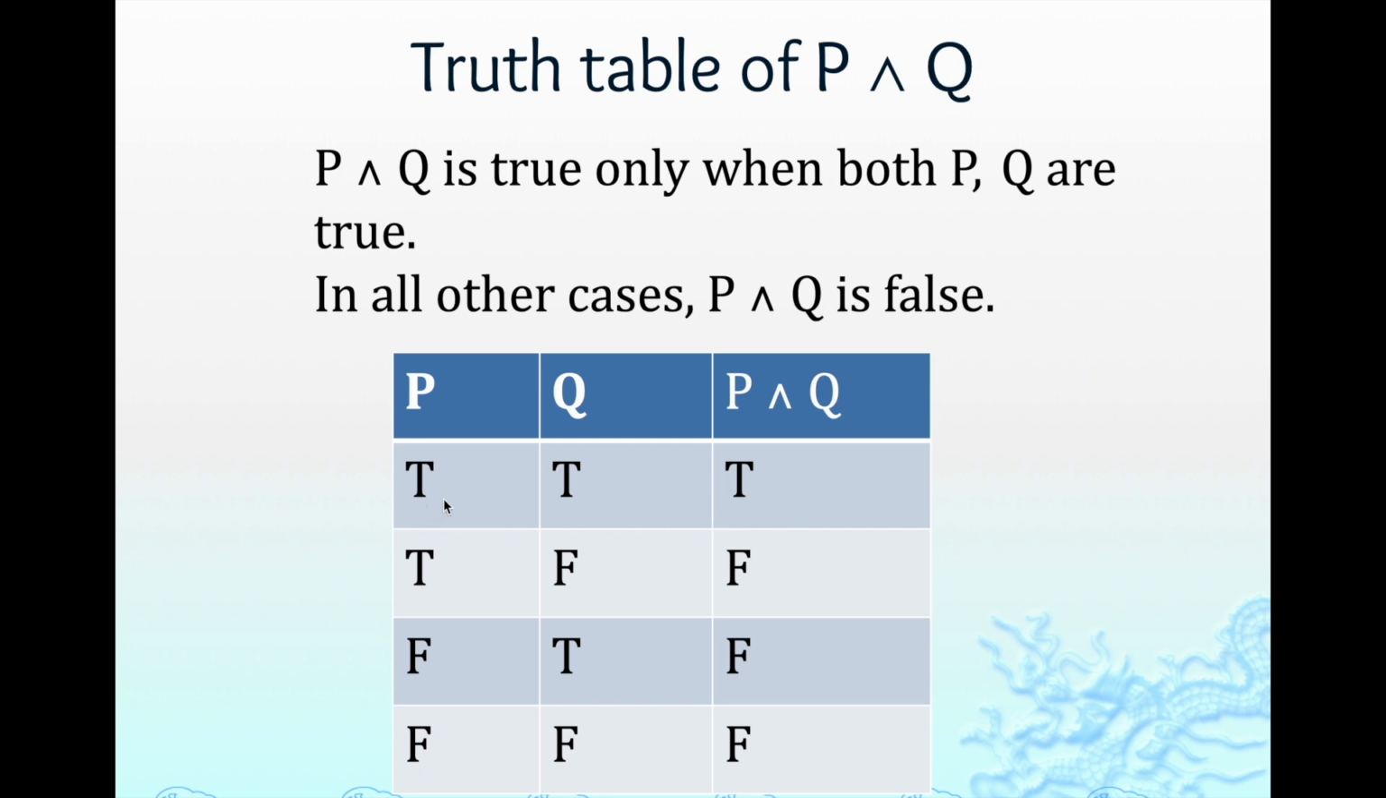So let's see the table here. When P is true and Q is true, P and Q is definitely true. And for any other cases, there is at least one F in P, Q. For example, here we have a false in Q, a false in P, a false in Q. So it turns out that the result of P and Q is false.